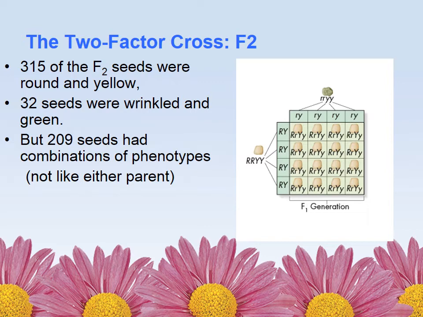So he got that most of them were round and yellow. A few of them were wrinkled and green, and then quite a large amount were combinations of the two. So it would either be round and green or wrinkled and yellow. Okay?